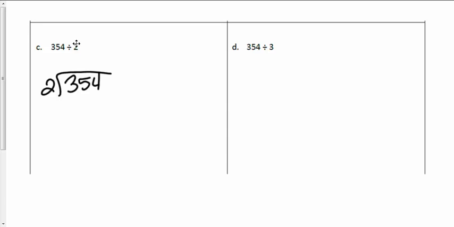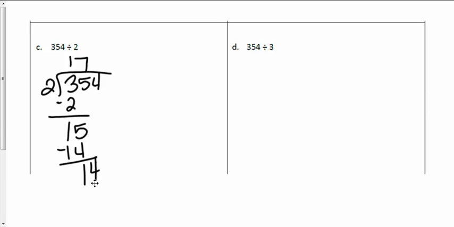All right, so I'm going to take 300s and divide it by 2. There is 1 in each group, so that's 1 times 2 is 2. That means I had 100 left over. I'm going to add that to my 5 tens. Now I have 15 divided by 2. So 7 times 2 is 14. When I get 1 left over, I'm going to add that to my 4 ones, so I've got 14 again. So I know 14 divided by 2 is 7, and 7 times 2 is 14. That leaves me with a remainder of 0.